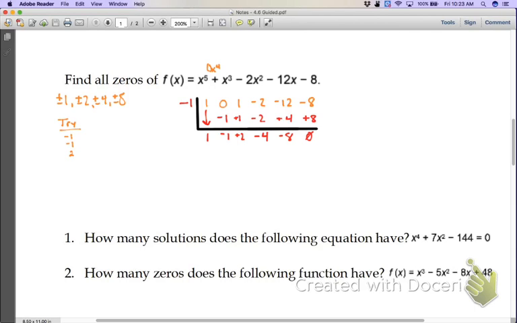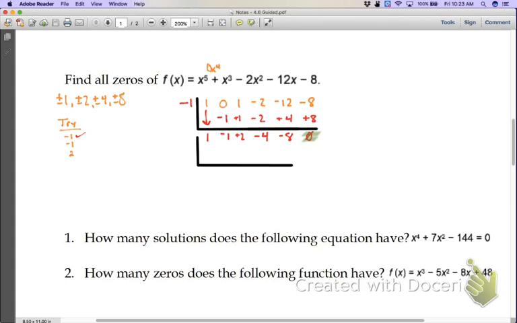So, the negative 1 that I tried over here works. Now, what else do I have to do, though? I can keep going. What I would suggest, if you get a 0 right back here on the back end, just keep going with synthetic division. It's going to make everything a lot easier.